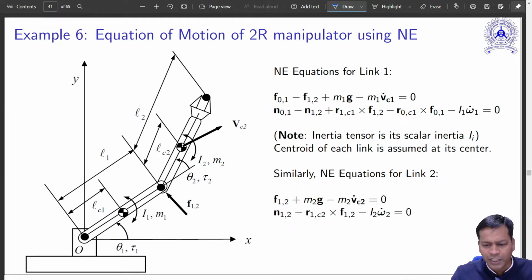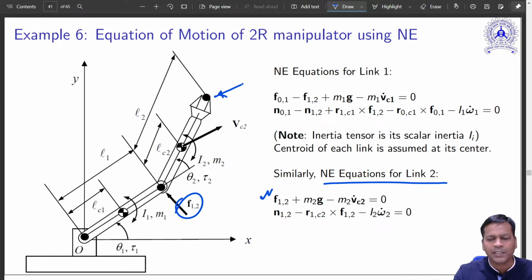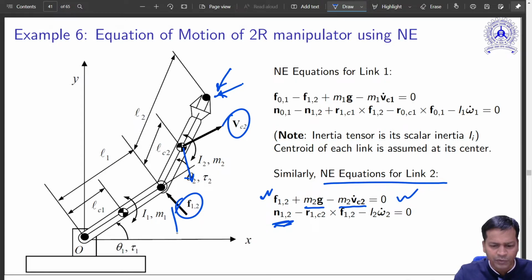Okay, now similarly for link 2, the second link, F12 is there, only this force is there. There is no force from the link next to it, because there is no link at all. There is another force, the force due to gravity and force due to acceleration, Vc2 and m2. So effectively this is the force. And then similarly for moment, again there is no external moment from this side, only this moment will exist.